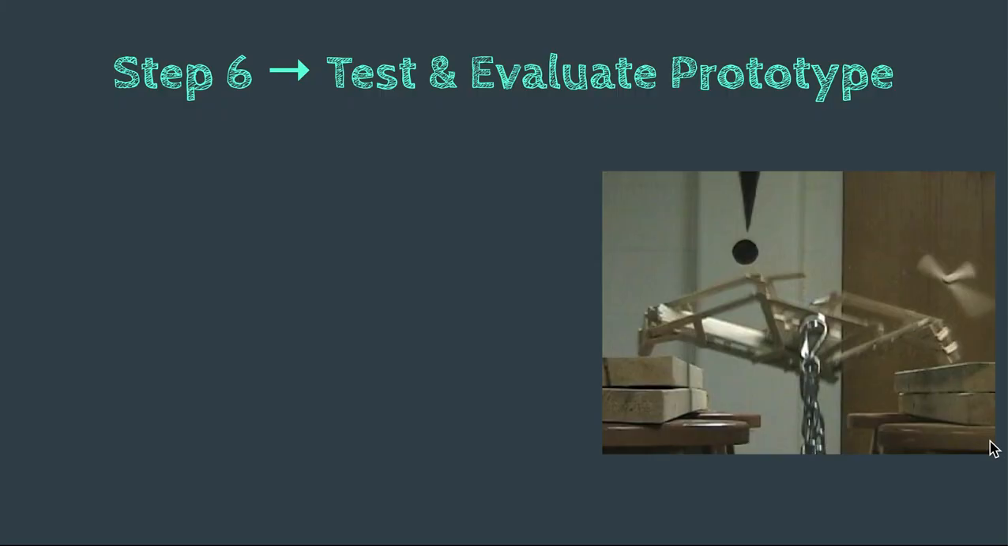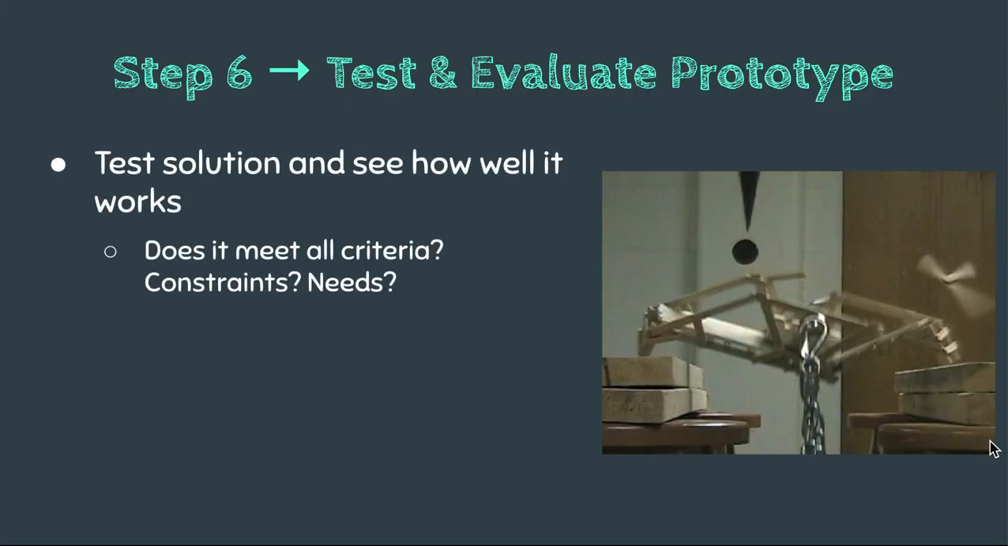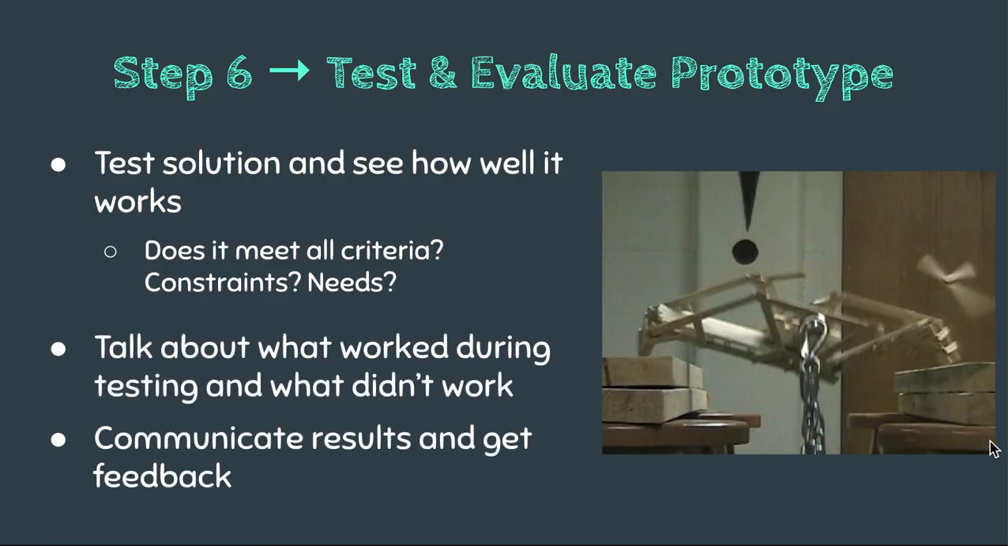Then we have step 6, which is test and evaluate the prototype. So you want to put your prototype through a series of tests to see how well it works. Part of this test is to ask yourself and answer, does it meet all criteria? Does it meet all the constraints? Does it meet all my client's needs? That's super important when you are doing a test. And I have a picture of a balsa wood bridge here breaking when it was under tension from a weight that was hanging on it. In this step, you also talk about what worked during testing and what didn't work. It helps you evaluate your prototype as you're moving forward.